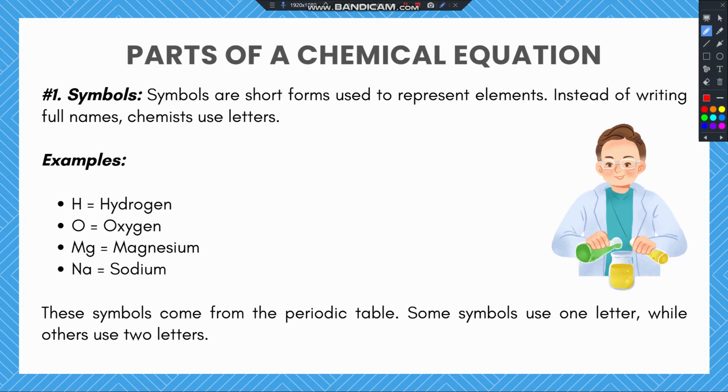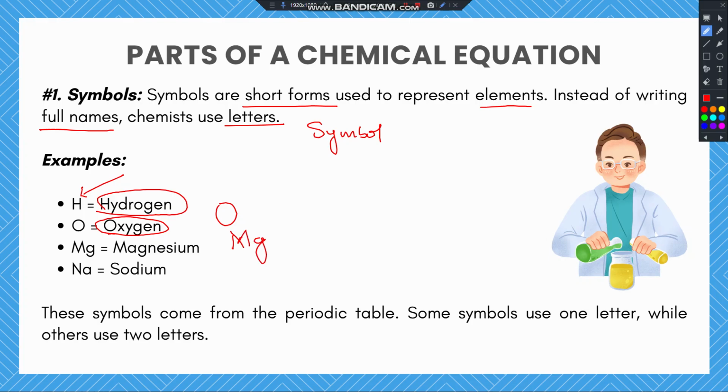A symbol is the short form used to represent elements. So instead of writing the full name of an element, a chemist uses a symbol instead, especially when balancing chemical equations. Now, those symbols are denoted using letters. For example, instead of writing hydrogen when balancing a chemical equation, a chemist simply uses the symbol H. Instead of writing oxygen in full, we use the symbol O. Instead of writing magnesium, we use the symbol Mg. And instead of writing sodium, we use the symbol Na.